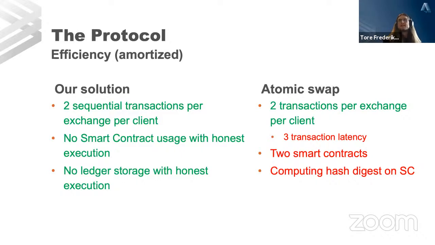If we compare this to the atomic swap, well, the atomic swap also only uses 2 transfers or 2 transactions, ideally per client, but there's a latency of actually 3 transactions that must be finalized on the blockchain, because the one client must wait for the first client's initial transaction to complete before they can issue theirs. And so you end up with a longer latency in this case than you actually do for our solution. And besides this, in regards to the overhead I mentioned, you also need to issue smart contracts and compute hash digests in these smart contracts. So you have quite a bit more work there.